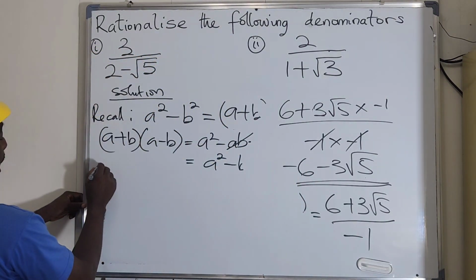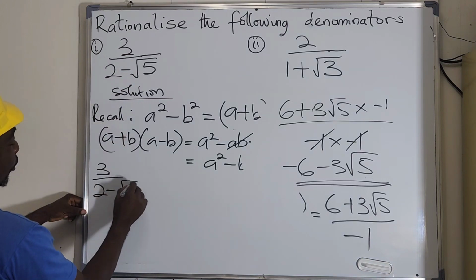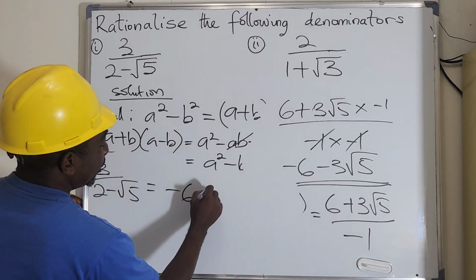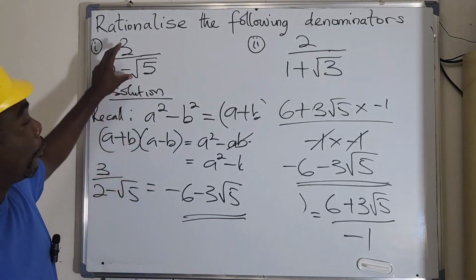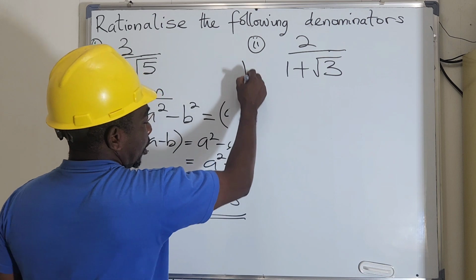So here, our surd, which is 3 all over 2 minus root 5, equals minus 6 minus 3 root 5. So this is what we have for us to rationalize this surd. So the second one, we have this.